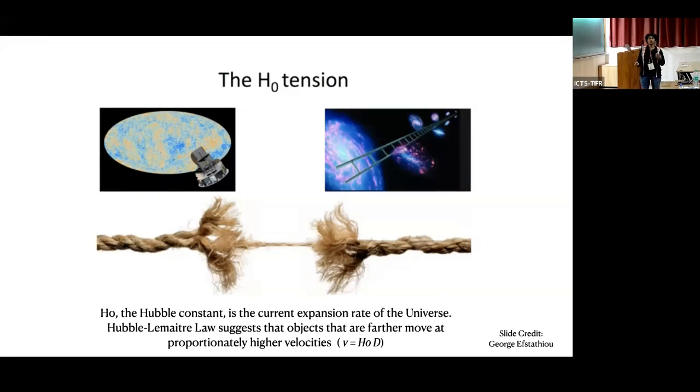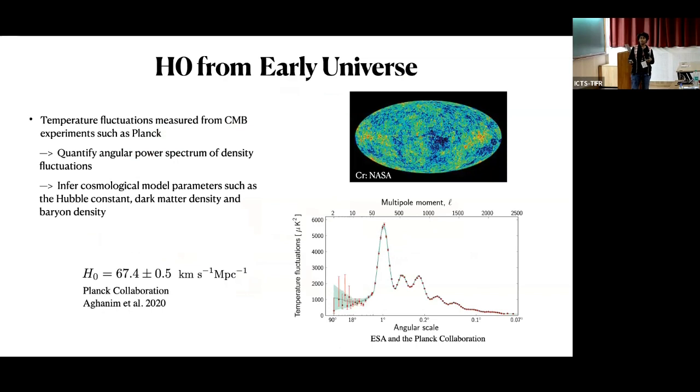This is mainly the tension seen between the early universe probes, for example the CMB, and the late universe probes like the cosmic distance ladder measurements. To explain a bit more, we measure temperature fluctuations from the CMB, which arise from the underlying density fluctuations, and we can infer cosmological parameters such as the Hubble constant by fitting a cosmological model to the angular power spectrum of these fluctuations. The latest measurements from the Planck collaboration give around 67.4 for H0.